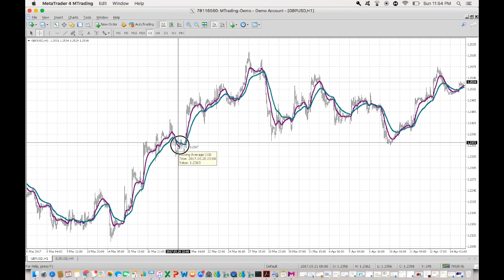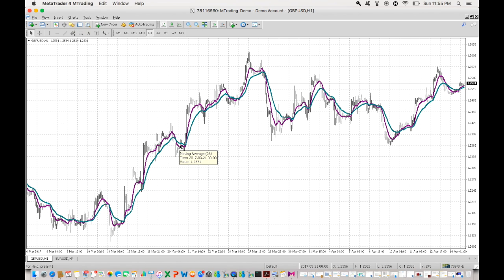If you're using JP Markets or TDM, it's points, so you have to divide it by 10 to get the pip value. So we see that in this case this is not greater than 8 pips, so we're not going to enter at this point. We're going to wait for another crossover.